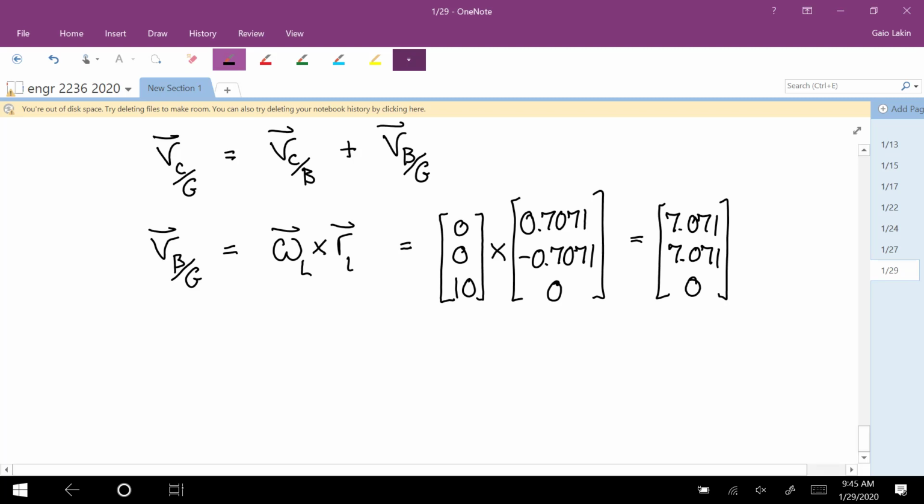But does anybody have any question where I got that R vector? Why are you going from 0.7 to 7? Because I took the cross product. Oh, right. Any other questions?